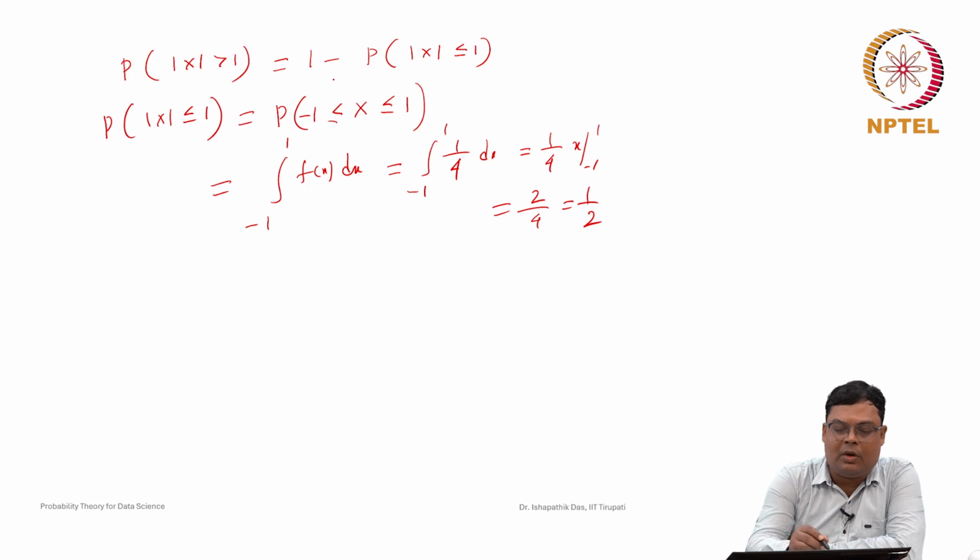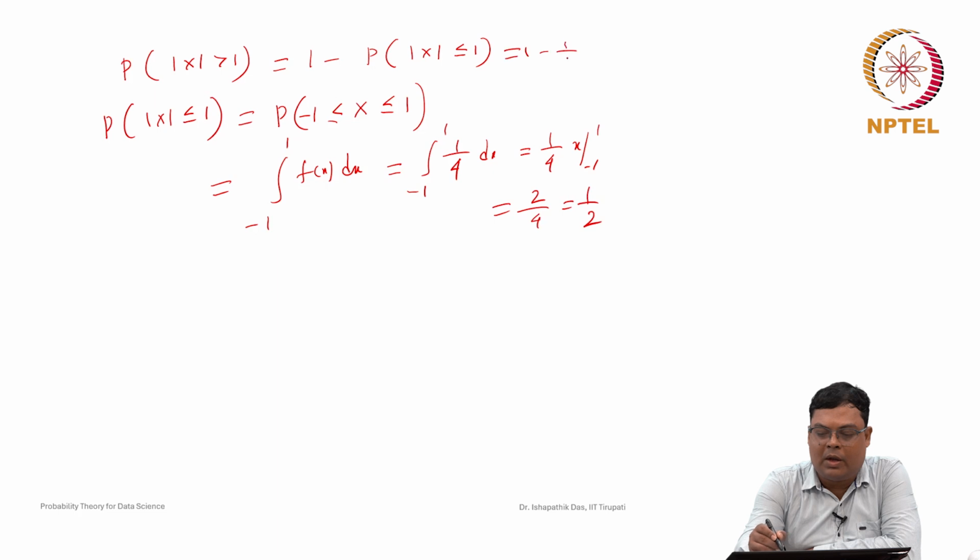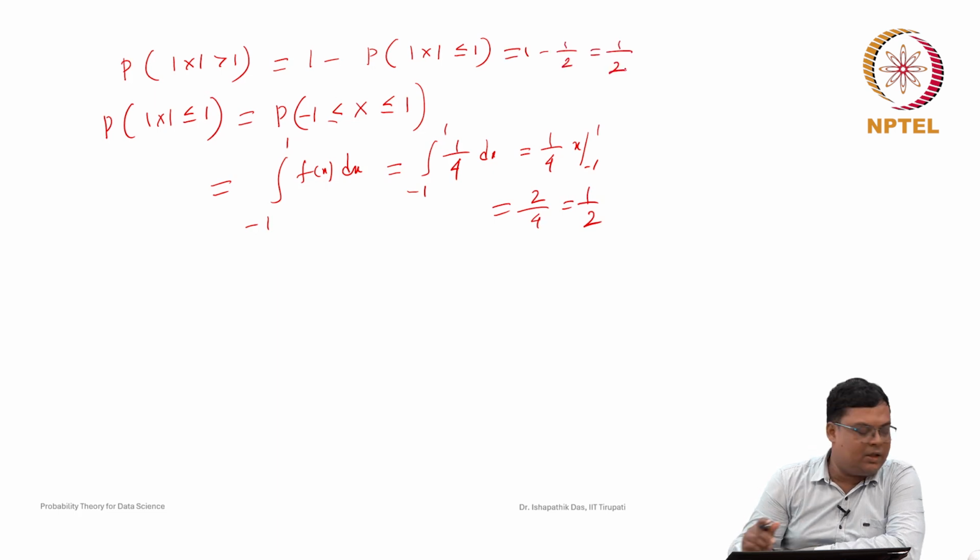Now if we want the probability that mod x is greater than 1, this is 1 minus 1 by 2, which is 1 by 2. So that is the probability.